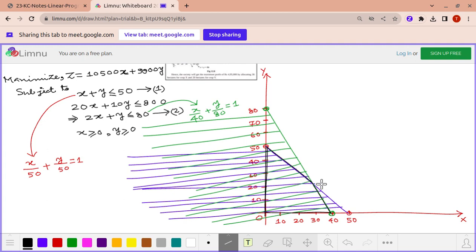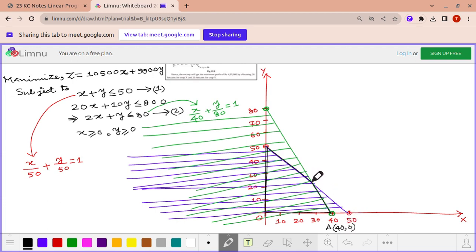And the good point is that it is a bounded region. Good in the sense that our effort will be a little less. Unlike the previous example, where the feasible region was unbounded, so we had to do something extra to find the minimum value. So now let's give this point as point A, whose coordinates are 40, 0.